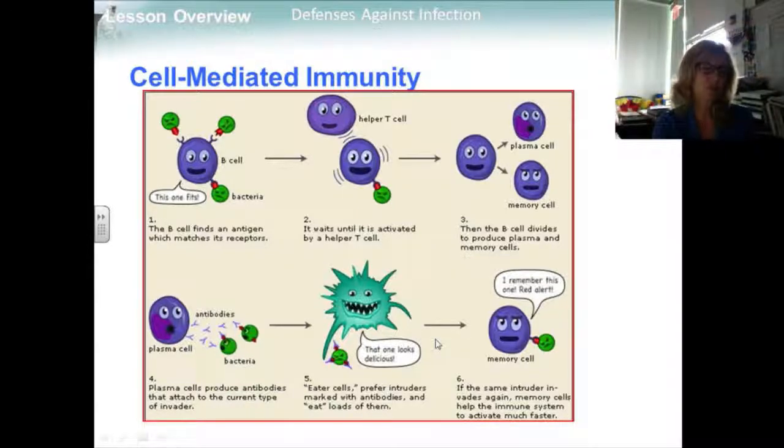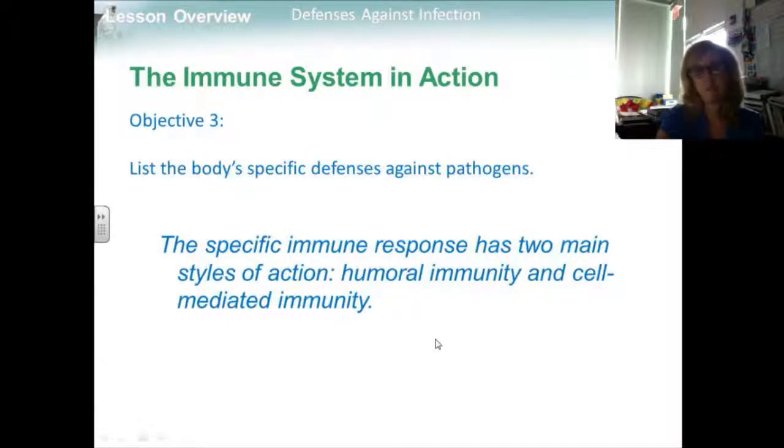To prevent this organ rejection, doctors search for a donor whose cell markers are nearly identical to the cell markers of the recipient. Organ recipients must take drugs, usually for the rest of their lives, to suppress the cell-mediated immune response. So objective 3 was to list the body's specific defenses against pathogens. The specific immune response has two main styles of action: humoral immunity and cell-mediated immunity, and you need to know the differences between them and how they both function.